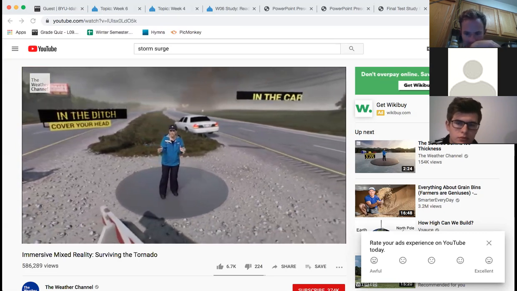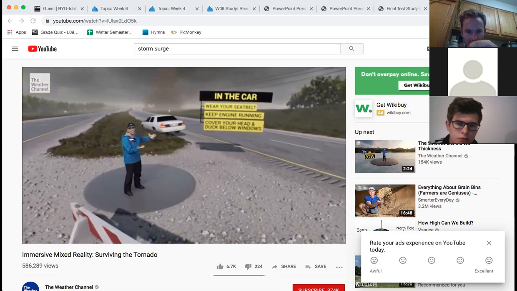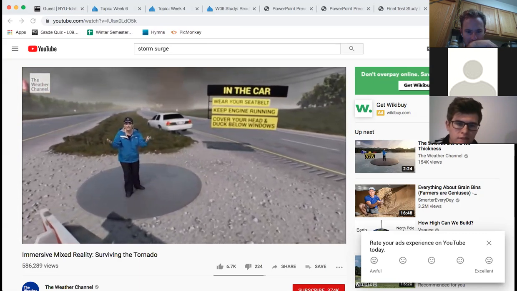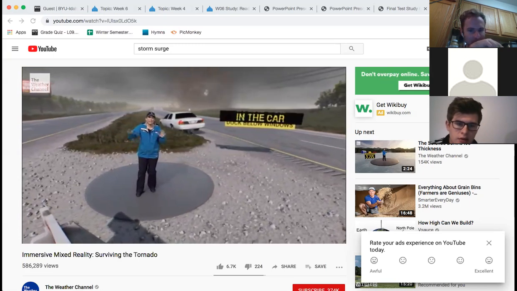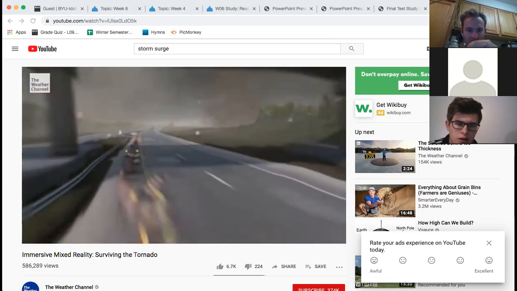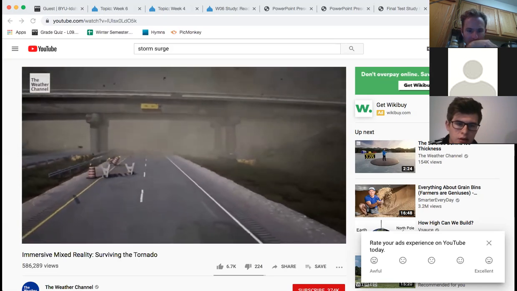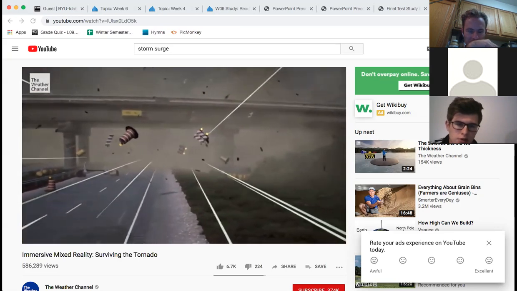If you decide to stay in your car, keep your seatbelt on. Keep the engine running so airbags can deploy. And cover your head. Duck below the windows to protect yourself from blast. Now, admittedly, both of those options are scary, so you might be tempted to park underneath an overpass, but this is not a good idea. Winds accelerate under the overpass, bringing dangerous flying debris.